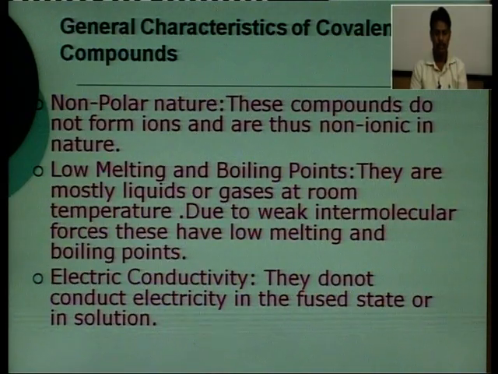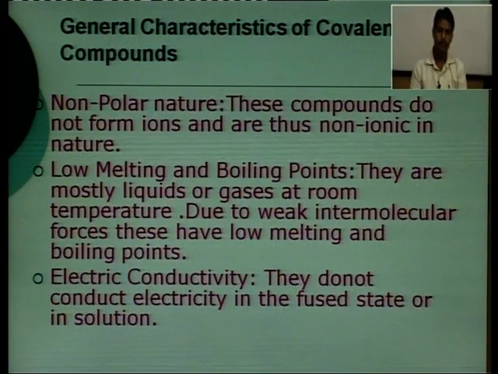Ionic compounds have strong forces and are interconnected with each other in a crystalline structure, but in covalent compounds there are only weak intermolecular forces between them, maybe van der Waals forces. So they have low melting and boiling points, in contrast to ionic compounds, which have high melting and boiling points.